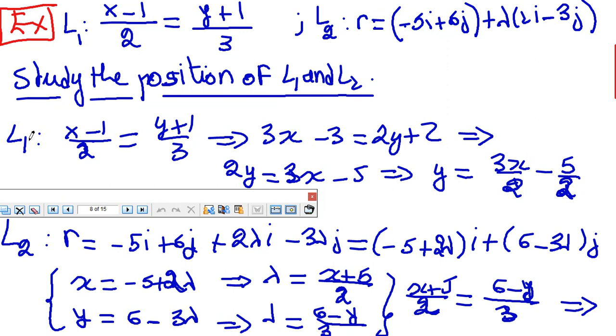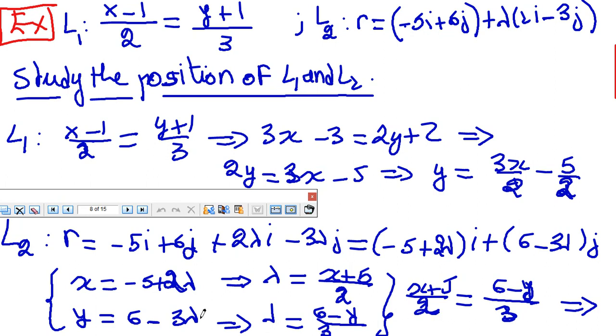If I take the first line, I can cross multiply to write it in slope intercept form: y is equal to 3x over 2 minus 5 over 2. The second line is big, guys, you need to be very careful. So here you need first to develop. I represent the x of the line. So minus 5 plus 2 lambda is x. So x is equal to minus 5 plus 2 lambda. And 6 minus 3 lambda is y.